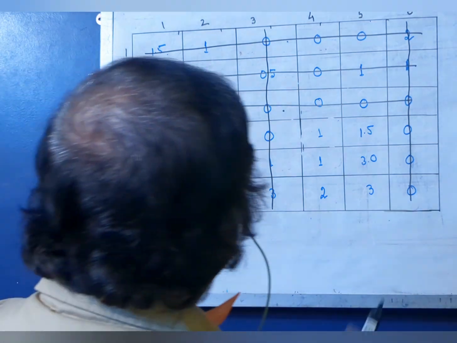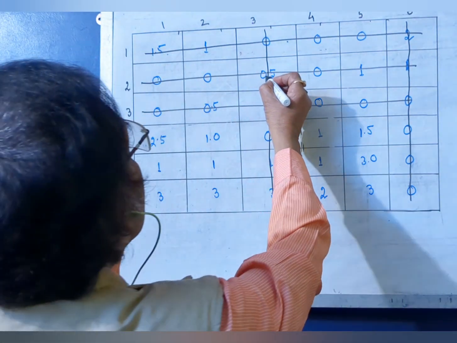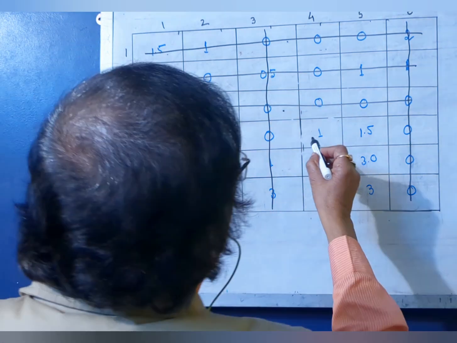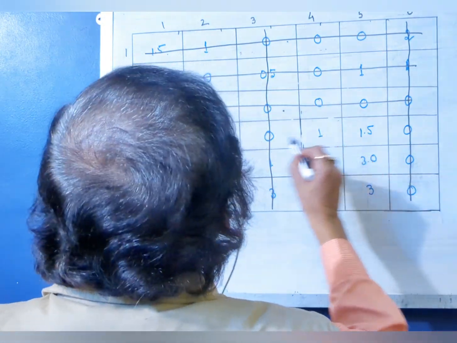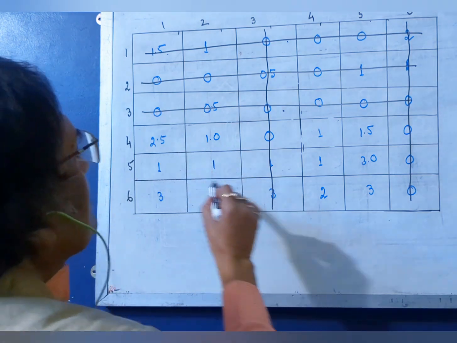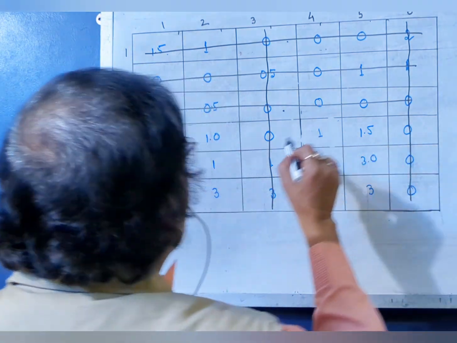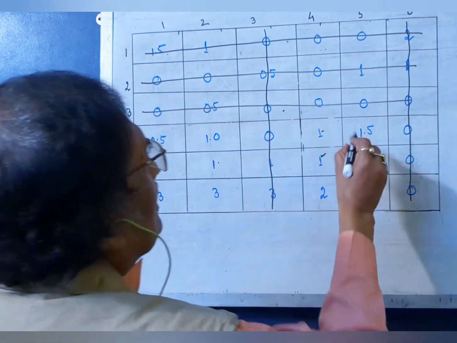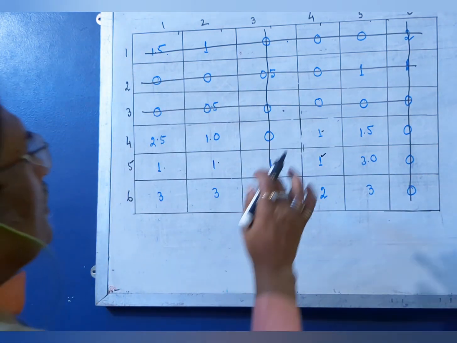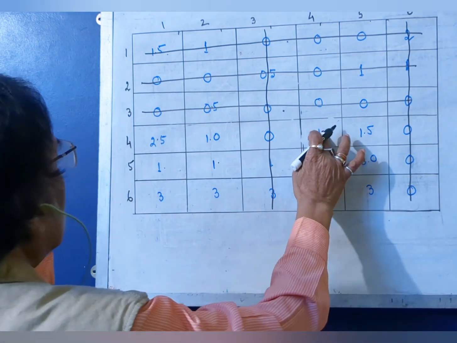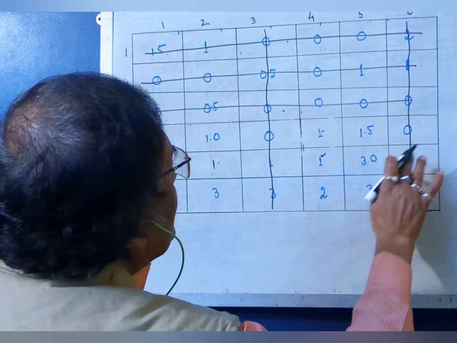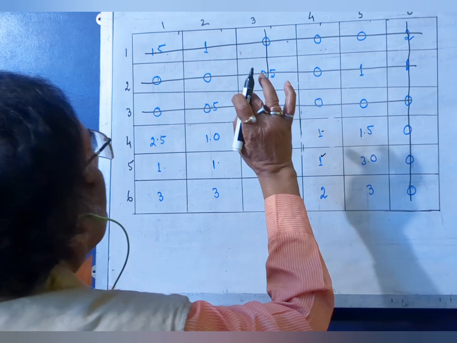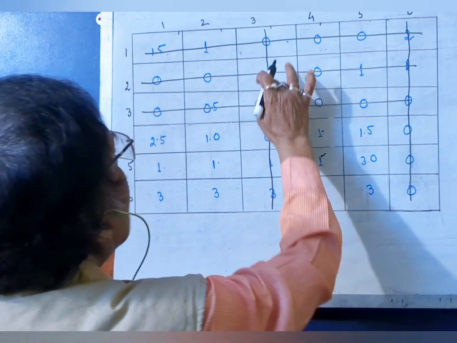What is the rule to proceed? The rule is the same as before. At the junction point, you have to add the lowest element. The lowest element among the elements not covered by the horizontal or vertical lines is 1. You can see 1, 1, 1. So you have to subtract this lowest element from all the remaining elements, and add that number to the junction point.